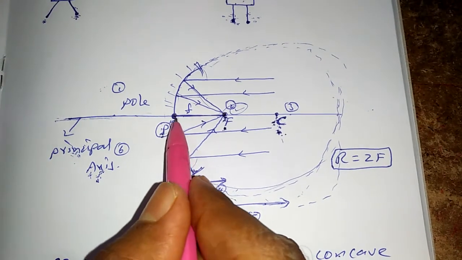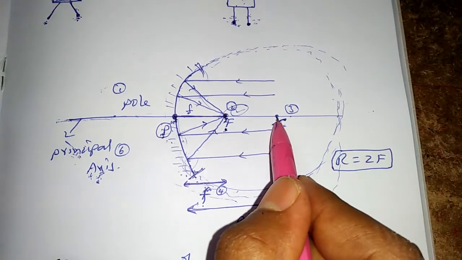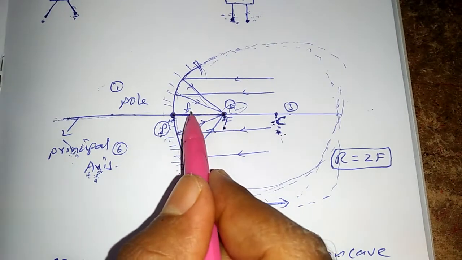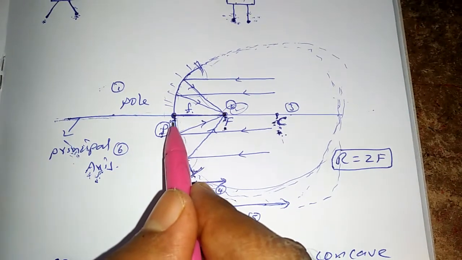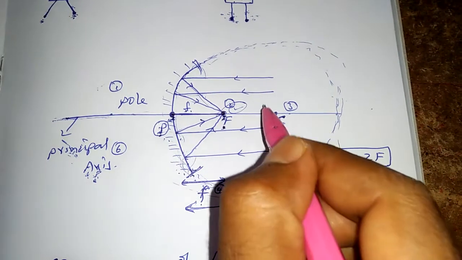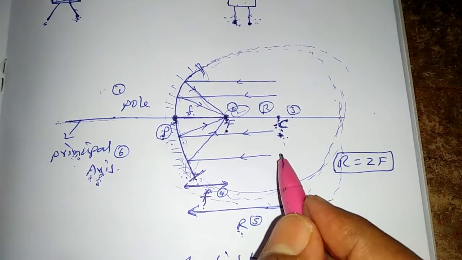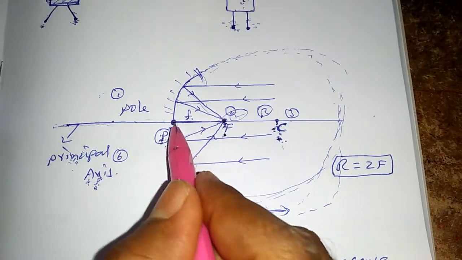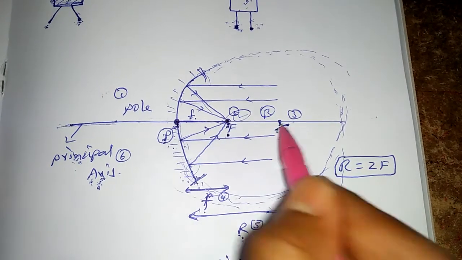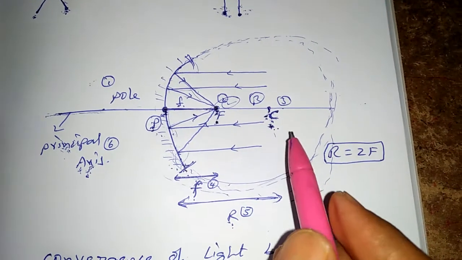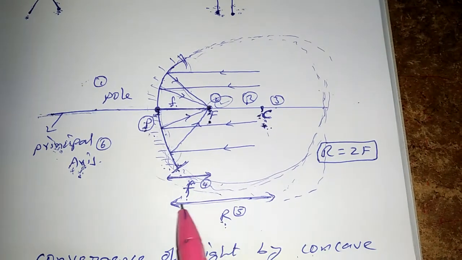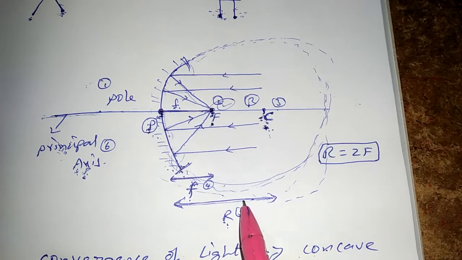So the distance between pole and center of curvature. The distance between pole and focus is called focal length, but the distance between pole and center of curvature is called radius of curvature. Okay. So from here to here is focal length, from here to here is radius of curvature. Right. So we can define the radius of curvature, this total distance, in a different manner also.